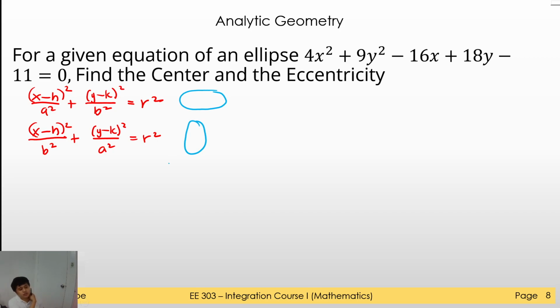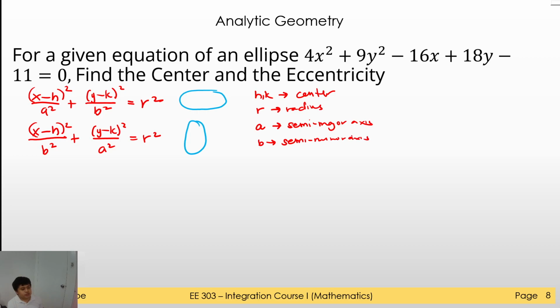So what is the difference between the two and what is A? Let's break this down. The H and K here is your center. And then your R here is your radius. So what about the A and B? The A here is the semi-major axis. And the B here is your semi-minor.